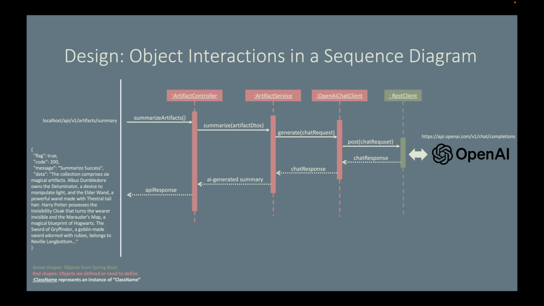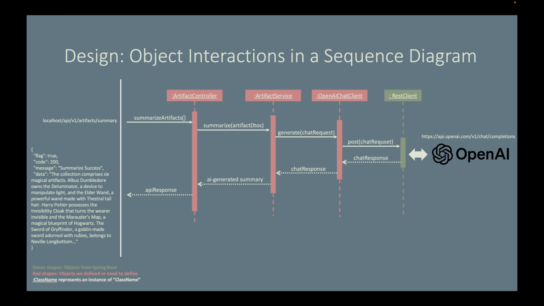Our ArtifactService receives the summary and passes it back to Artifact Controller. Finally, Artifact Controller packages this generated summary into a neat response format and sends it back to the front end, completing our sequence. And there you have it. This is how our system handles a request for artifact summarization from start to finish. It's pretty straightforward. I'm sure you're already familiar with the Artifact Controller and ArtifactService.